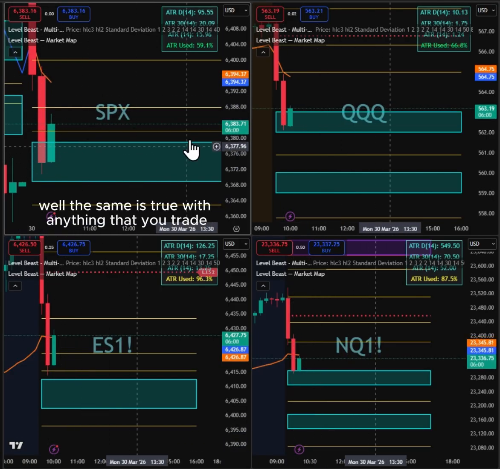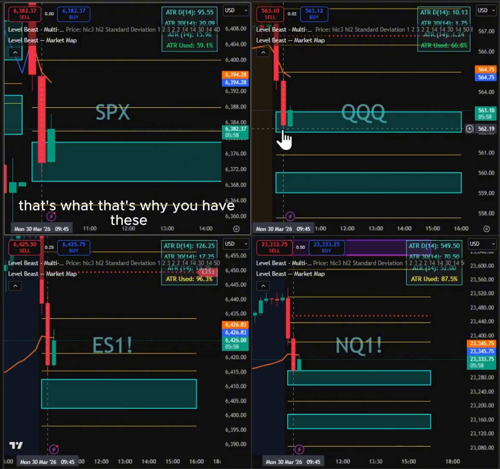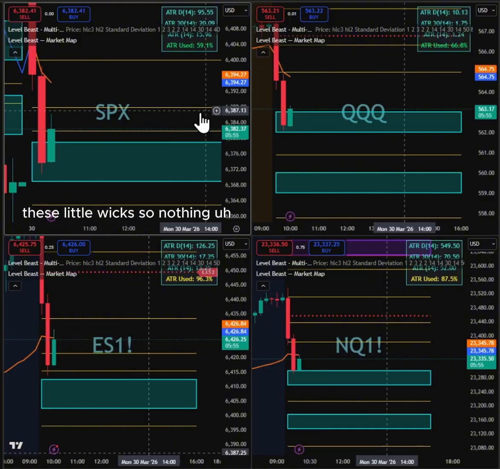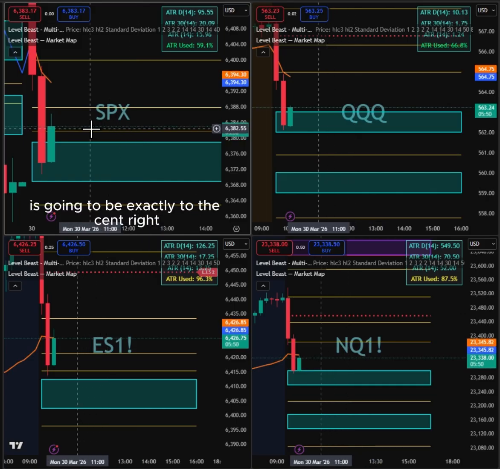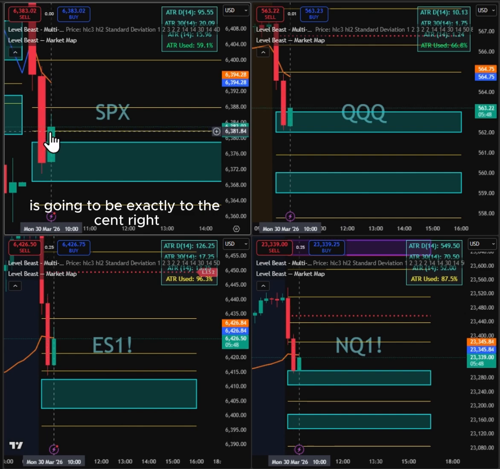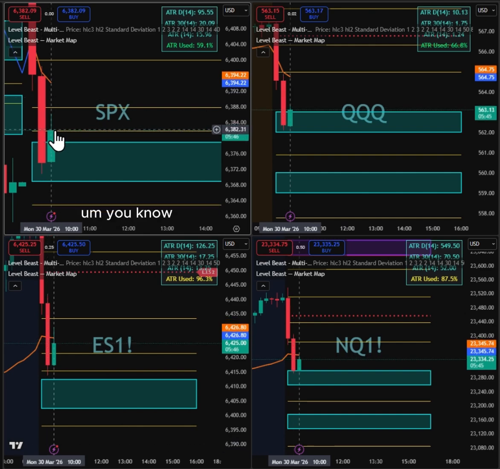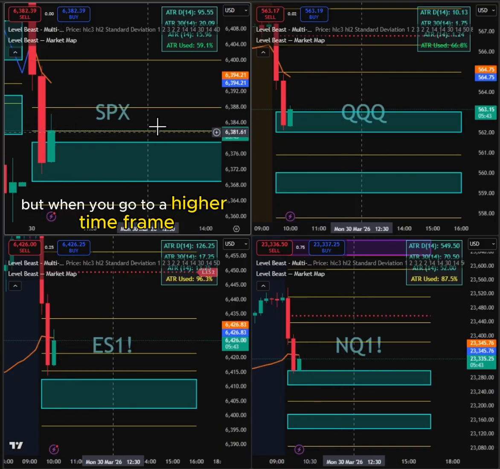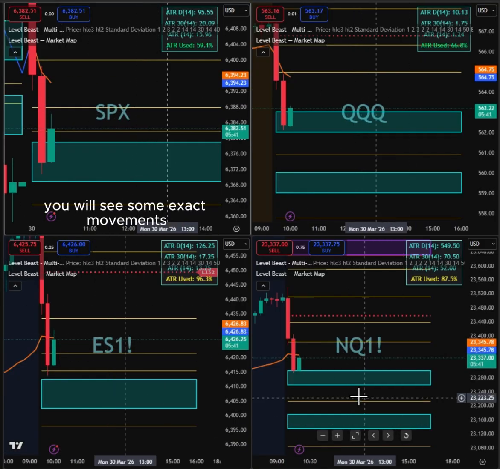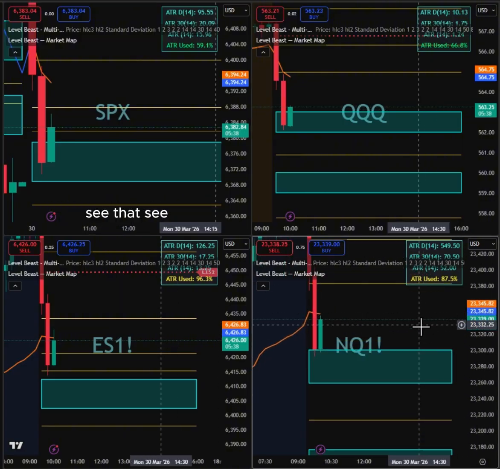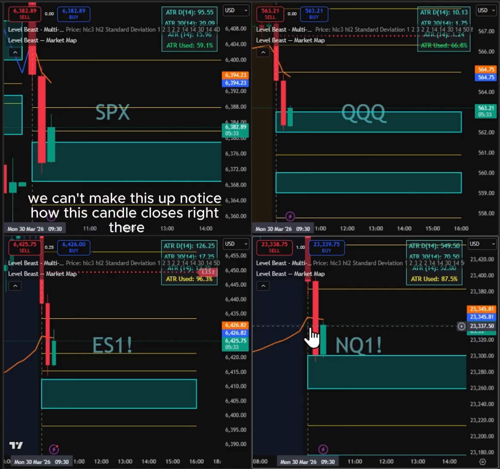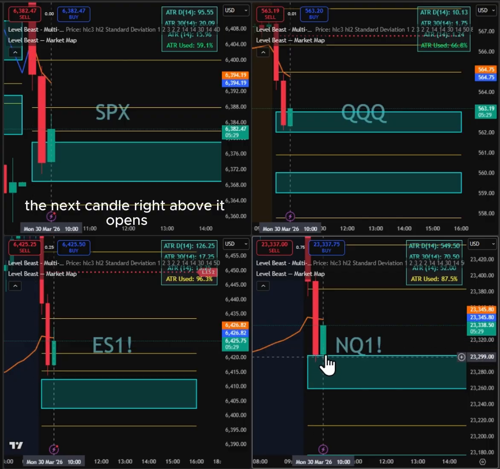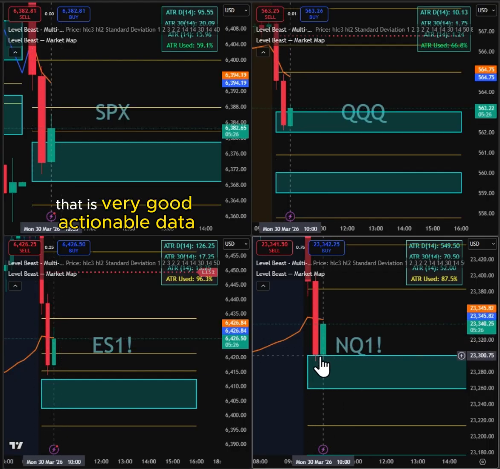Well, the same is true with anything that you trade. That's why you have these little wicks. So nothing, especially on the lower time frame, is going to be exactly to the cent, right? Respected in that context. But when you go to a higher time frame, you will see some exact movement. See that? Look at NQ. This is a zone. This was here before the market opened. We can't make this up. Notice how this candle closes right there. The next candle right above it opens. That is very good actionable data.